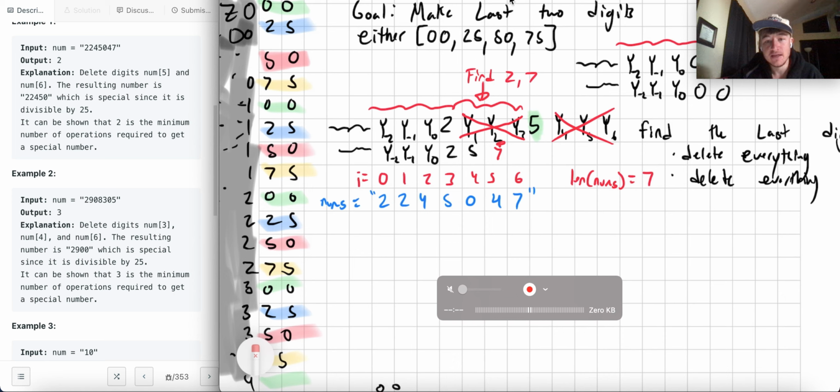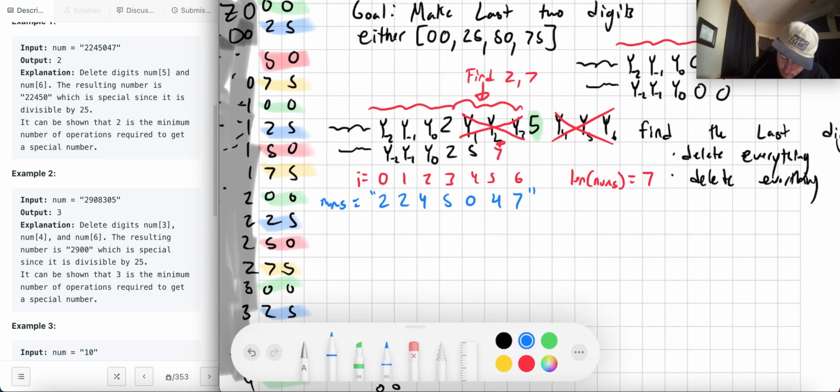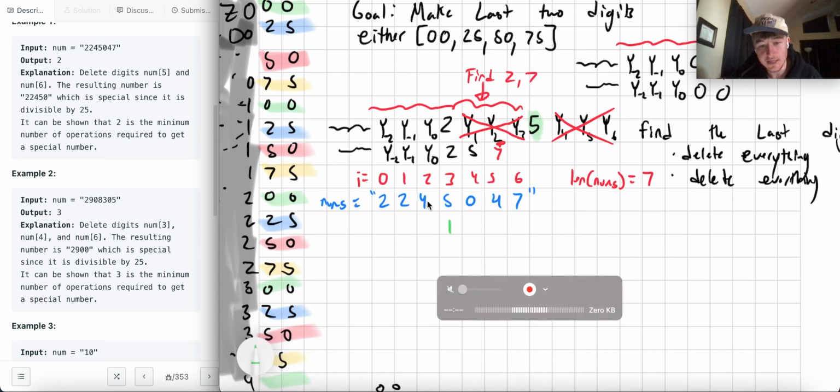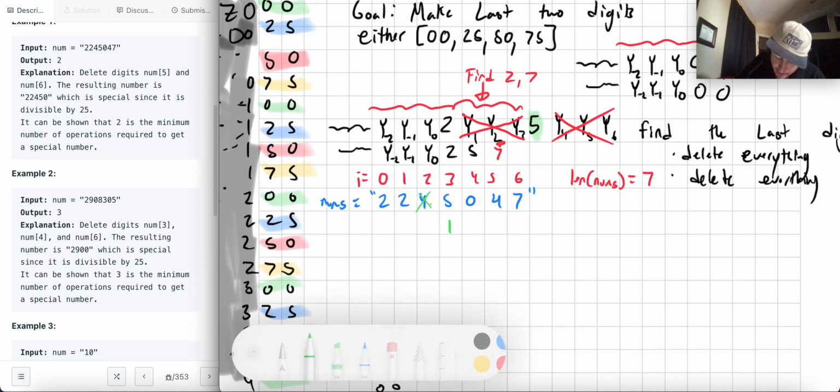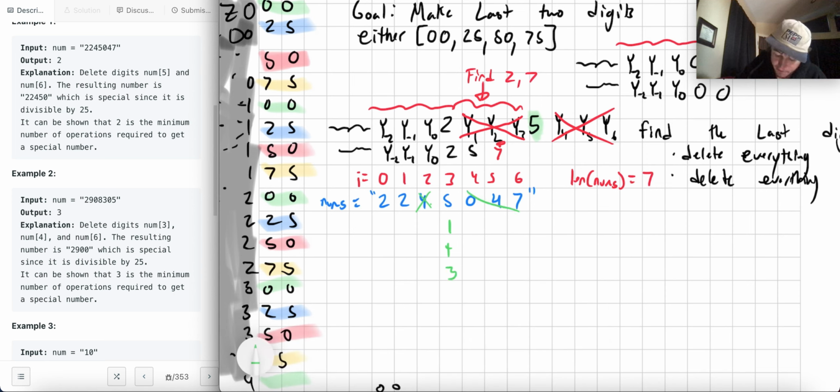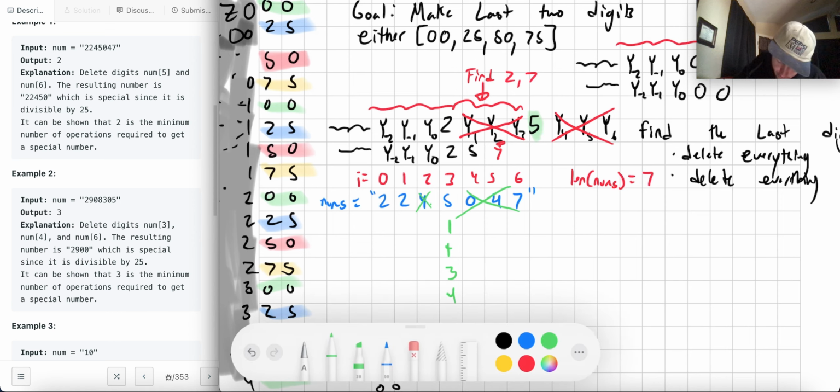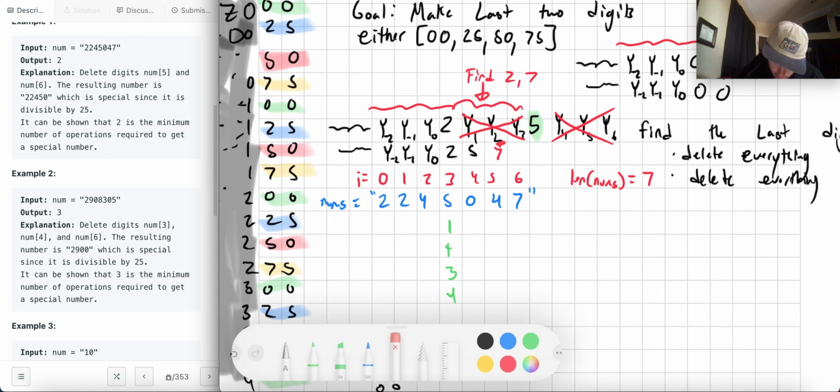either 25 or 75. So I say, okay, if I want to make 5 the last number, how long is that going to take? Well, I'd have to delete everything in between 5 and the closest 2. So I'll get plus 1 to delete this 4. And then I'm going to get plus 3 because I'll have to delete everything that comes after. So that's going to be 4 operations to make that work. Okay, what about 0?